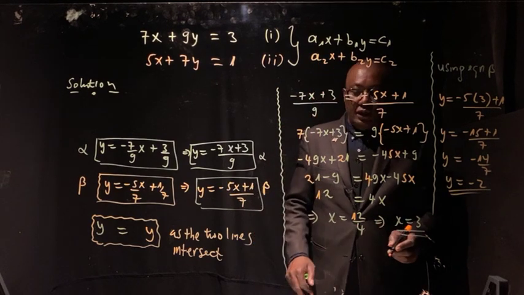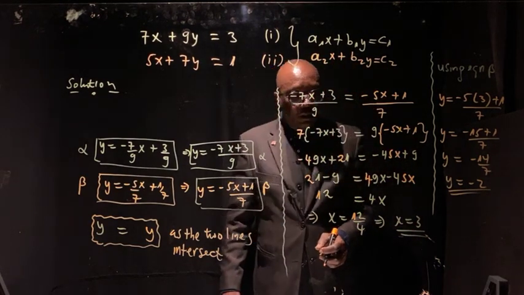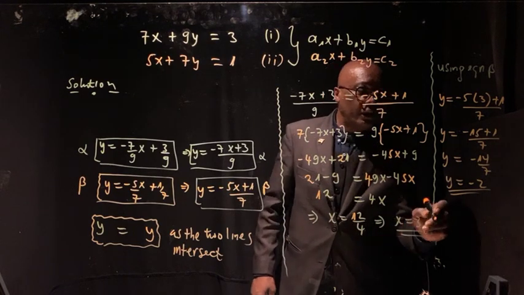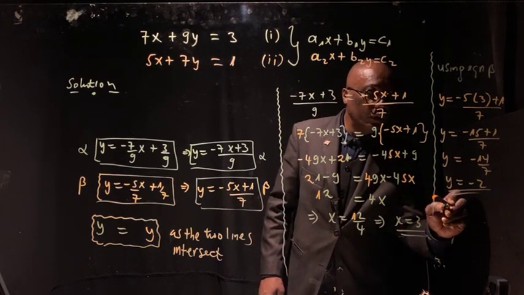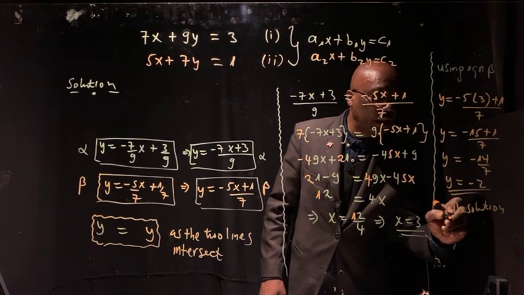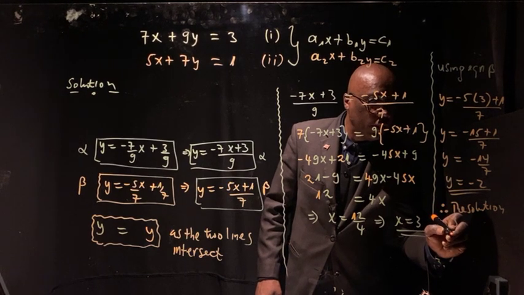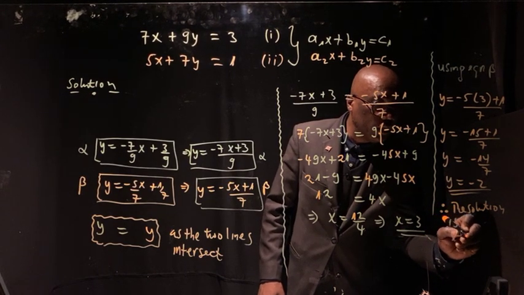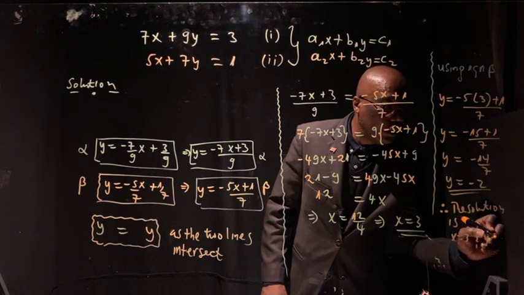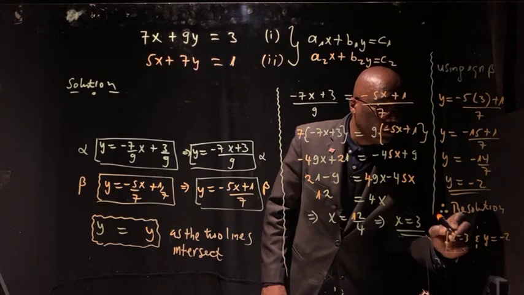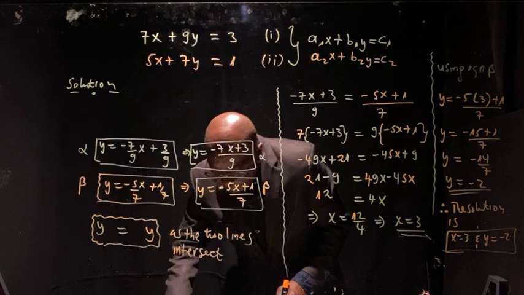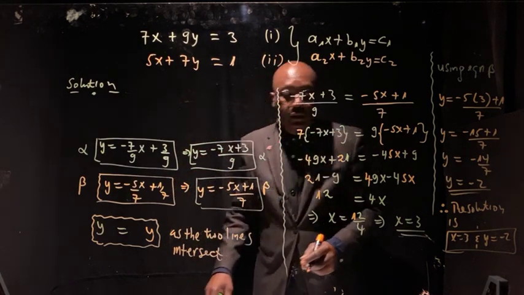So you can see that the solution of the simultaneous equation is x equals to 3 and y is equals to minus 2. Therefore, the solution is x equal to 3, y equal minus 2. Exactly what we had in the previous. Is it clear on the board? Yeah. That's the solution.